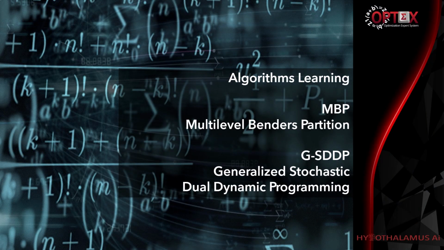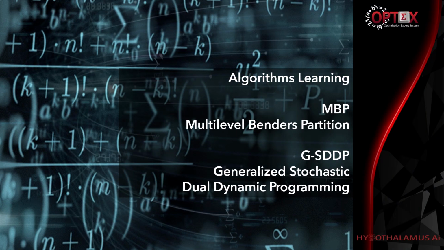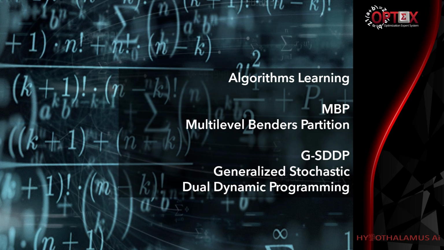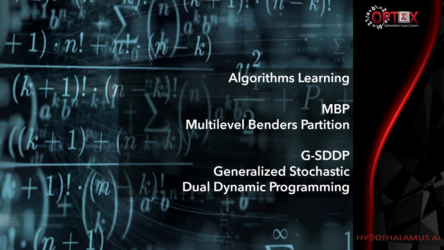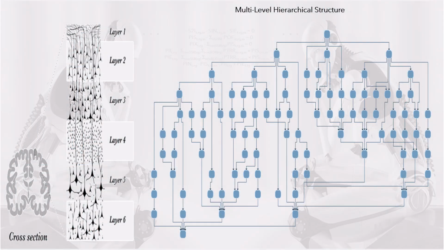Algorithms learning. MBP, multi-level Bender's partition. GSDDP, Generalized stochastic dual dynamic programming. From the concepts of partition and decomposition, it is possible to multiply the connections represented in the artificial cortex. Therefore, aiming to have algorithms that can solve atomized problems to the maximum, it is a way of giving the artificial brain the capacity to learn. A clear example is the cross-decomposition.